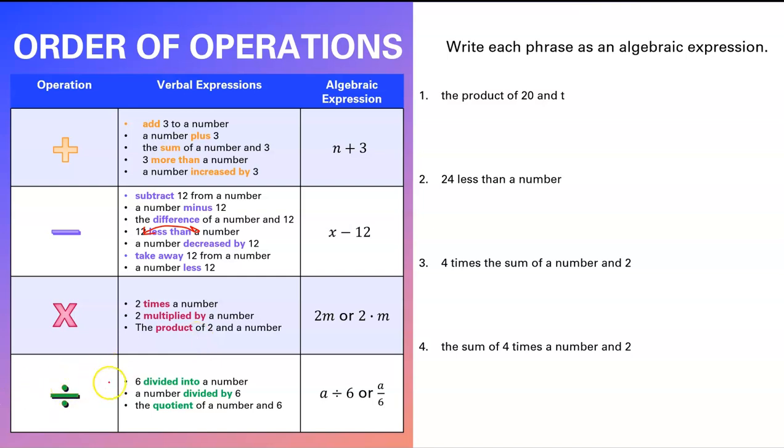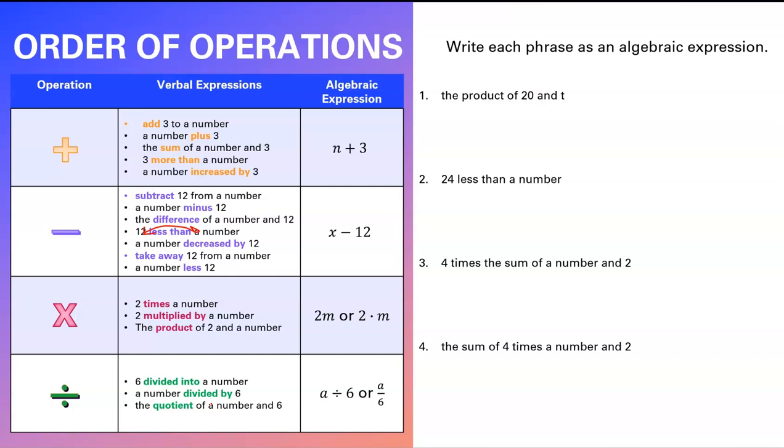Moving on to multiplication, some ways that we say multiplication in English are words such as times, multiplied by, a product of, anything that signifies a repeated addition happening. That's multiplication. And then finally, division. We use words such as divided into or divided by. We could also use quotient of or handed out equally. Those all signify a division happening. So let's do these four example problems that you see to the side here.